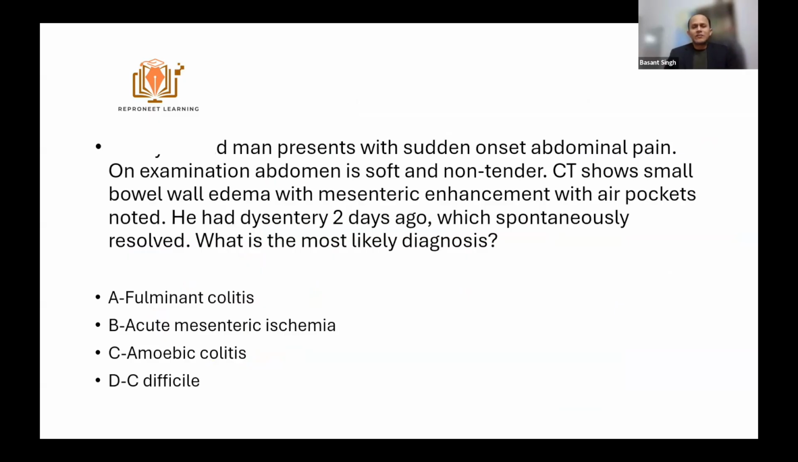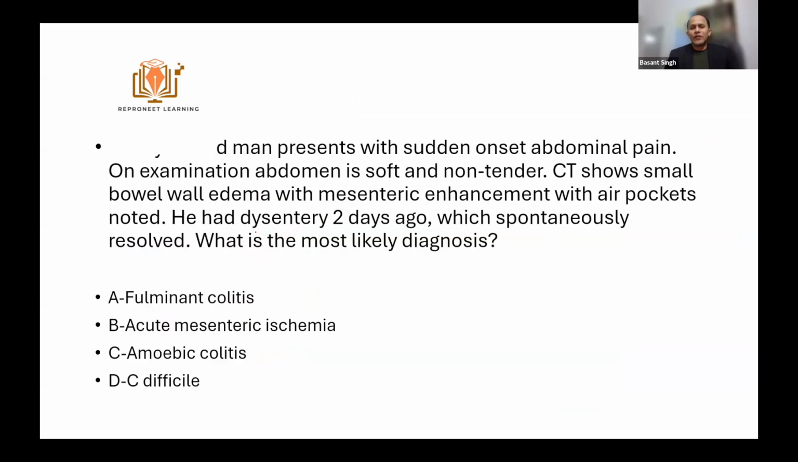Now coming to this question, so there are two questions on mesenteric ischemia, I feel. This is a 40-year-old patient who has sudden onset abdominal pain, and on examination, the abdomen is soft and non-tender, and this is the CT scan finding. The patient has bowel edema, mesenteric enhancement with some air pockets. He had dysentery 2 days ago, which resolved spontaneously. What is the most likely diagnosis?